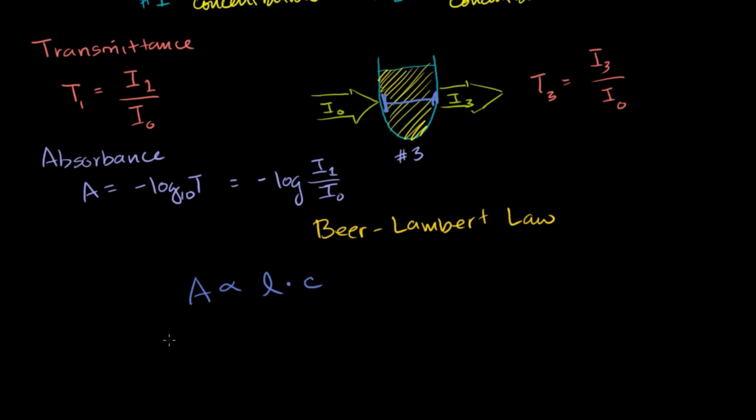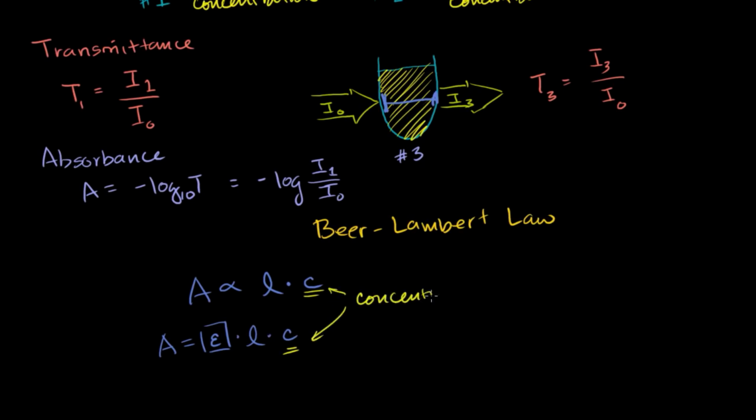Or another way to say it is that the absorbance is equal to some constant. It's usually a lowercase epsilon like that. Some constant, and this is dependent on the solute in question, what we actually have in here, and the temperature and the pressure and all of that. Absorbance is equal to some constant times the length it has to travel times the concentration. Let me make it clear right here. This thing right here is concentration.